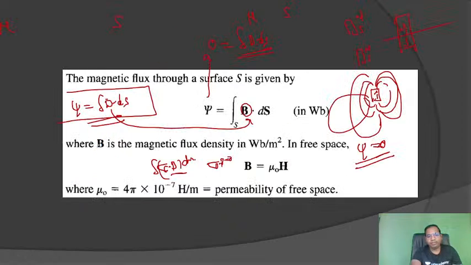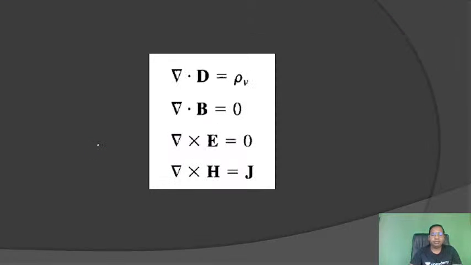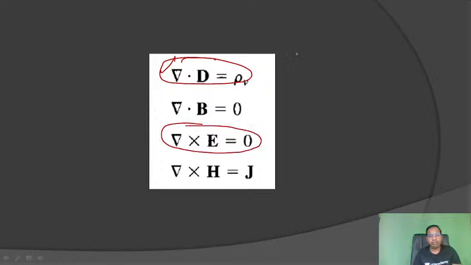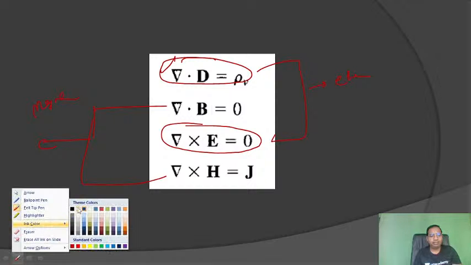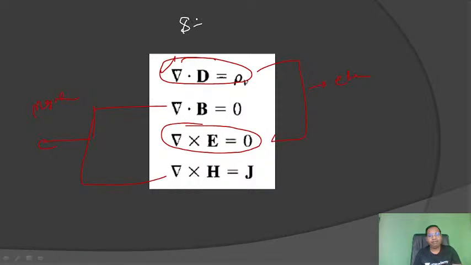Got it? So now we have all four equations. Del dot D is equal to rho v and del cross E is equal to 0, both of these two equations we get from electrostatics, and del dot B is equal to 0, del cross H is equal to J, both of these two we get from magnetostatics. Anyhow, these are the expressions of Maxwell's equations for static fields.